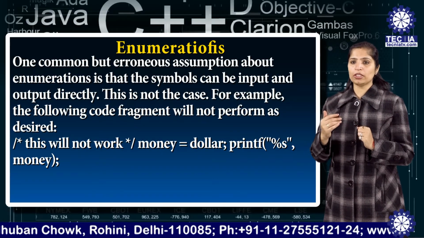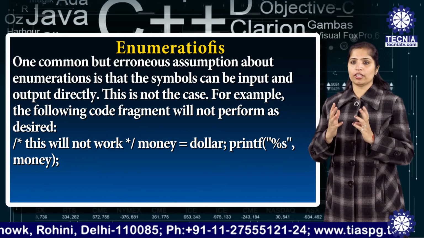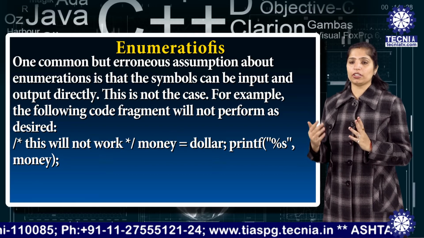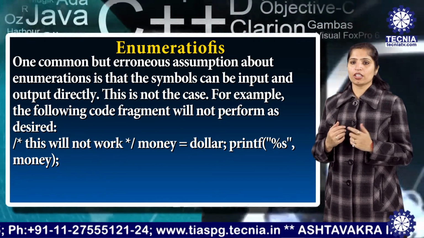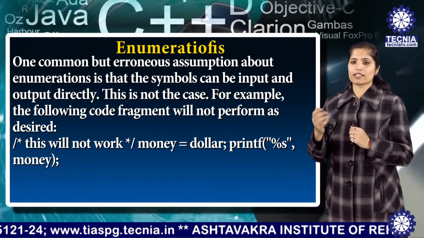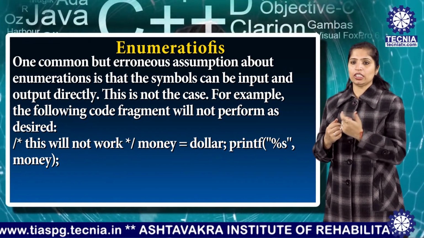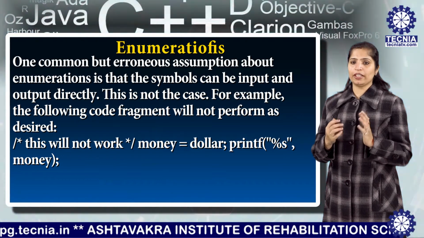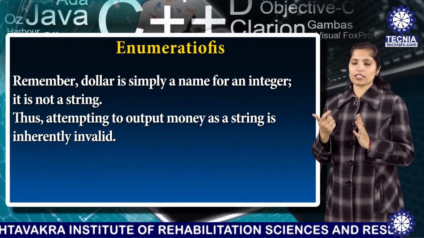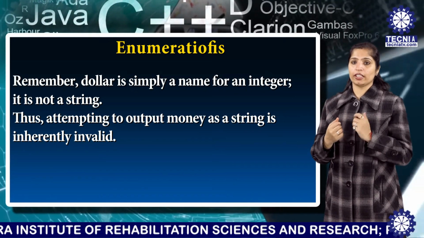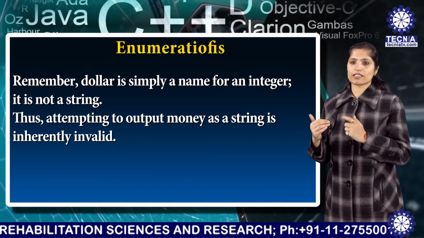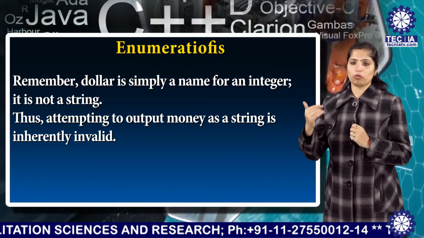One common but erroneous assumption about enumeration is that the symbols can be input and output directly. This is not the case. For example, the following code fragment will not perform as desired: money equals dollar, and then we print printf %s with the money. Remember, dollar is simply a name for an integer, it is not a string. Thus, attempting to output money as a string is inherently invalid.